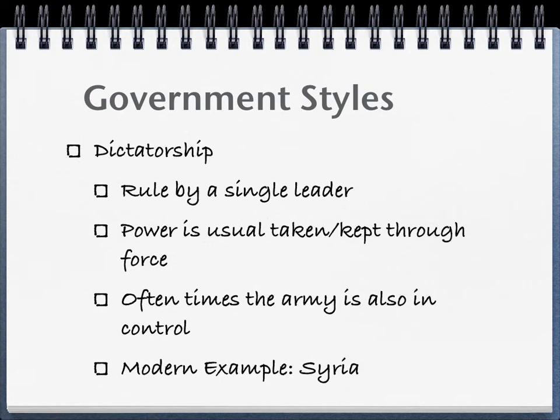Oftentimes the army is also in control, because if you're going to take power, you need to do so by force. Great example right now is Syria, Bashar al-Assad, brutal dictator, keeping power by force. Although since his father used to be in charge, I guess you could also claim it was a monarchy. Nonetheless, dictatorships almost always aren't good.